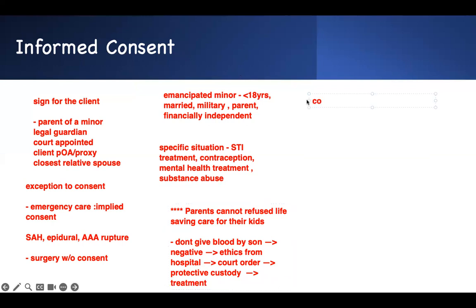This is the interesting one. Competent adult. These people have all the rights they can have. They're not drugged, they're not intoxicated, they can make a decision. They can have a heart attack, MI. They can have a triple A rupture. They can have a subarachnoid hemorrhage. They can have what? Gunshot wound to the belly, GSW.